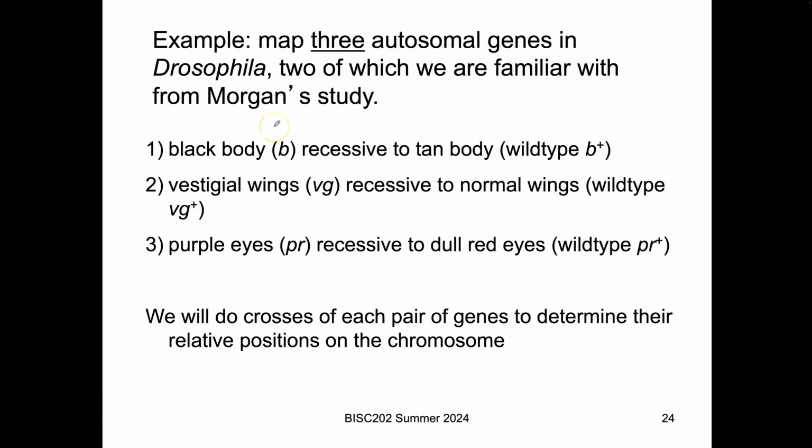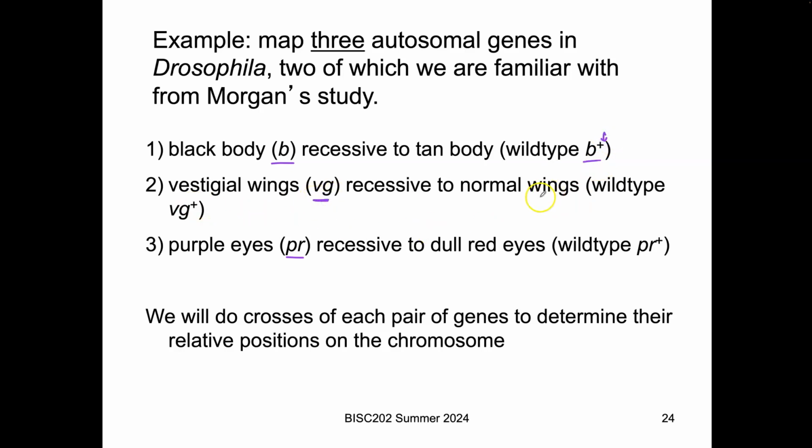Okay, so I'm going to go through hopefully some examples. We're going to look at vestigial and purple, which we've talked about before, we already know are on the same chromosome, but we're going to go through all the crosses. So the genes that we're looking at are an allele for the black body color instead of the tan color that flies normally have. The wild type is B with the plus, the wild type superscript.